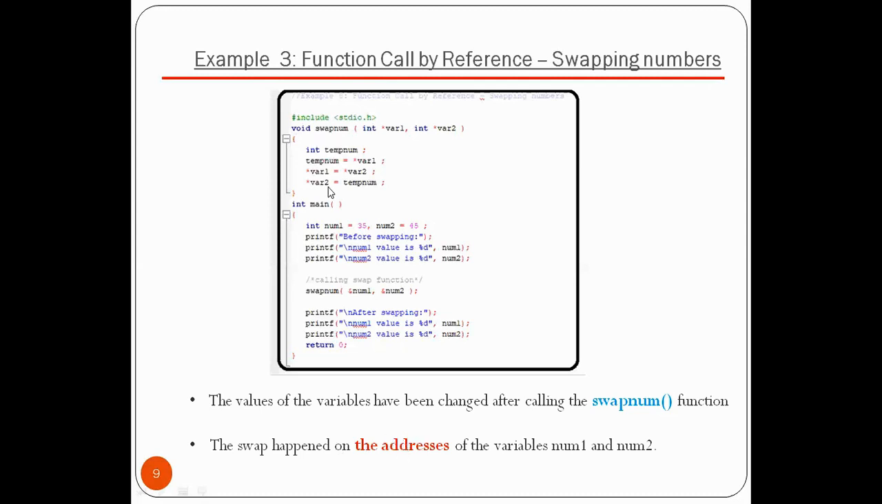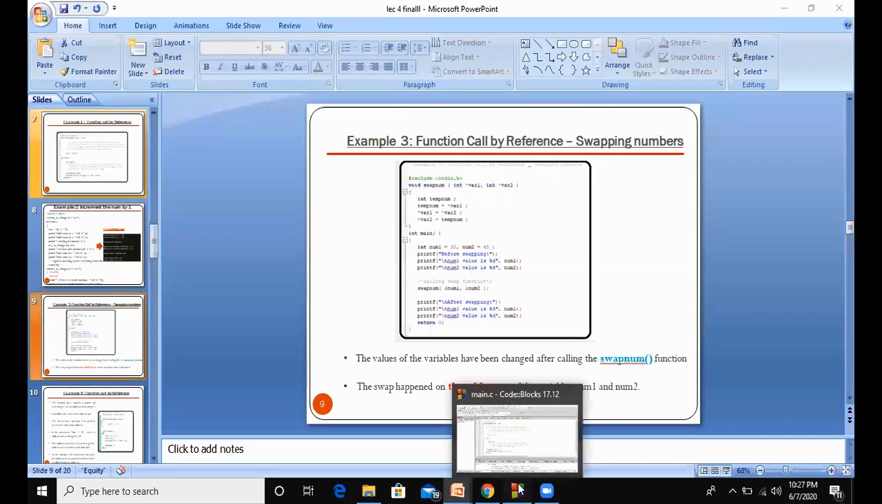So this is the same technique, the way we swap two numbers. We have an integer temp, store value 1 over here, then value 2, and this is the way we swap two numbers. So what will be the output? After this, the control will come back where the function was called, and then we have printed after swapping num1 and num2. Let us see what will be the output of this program.